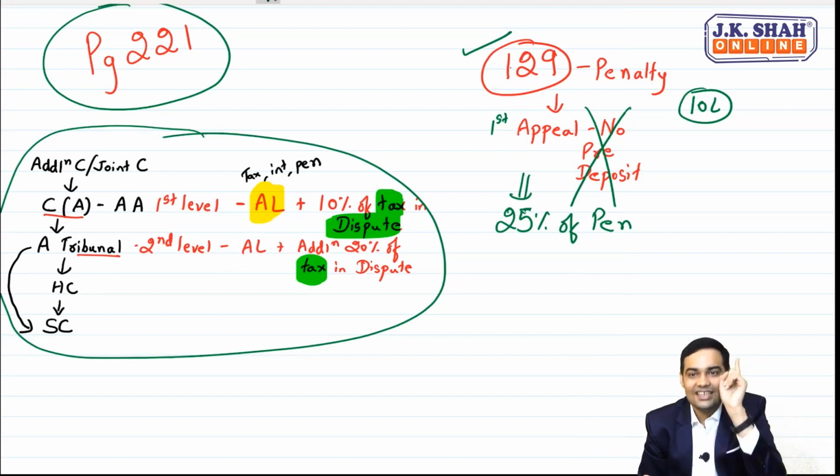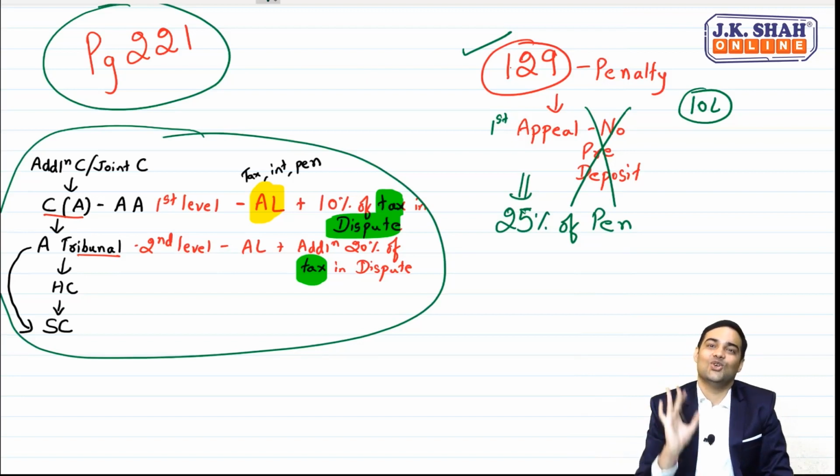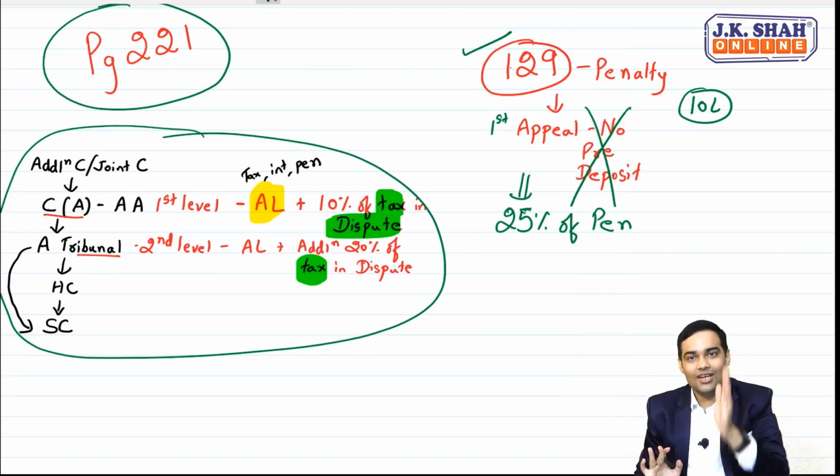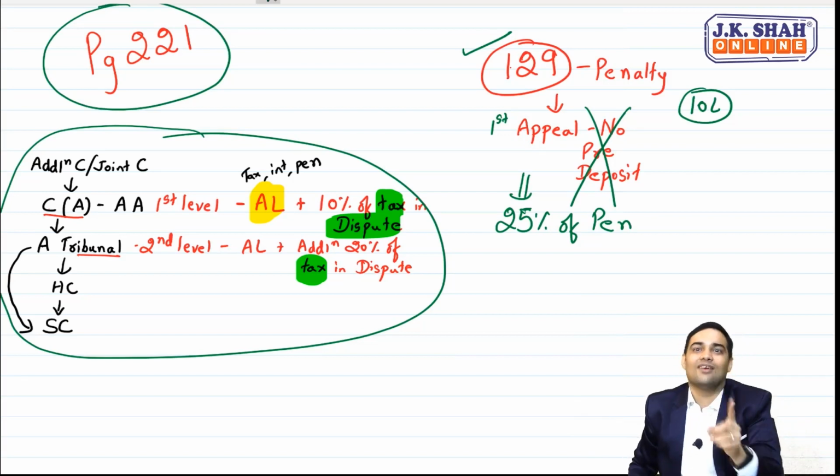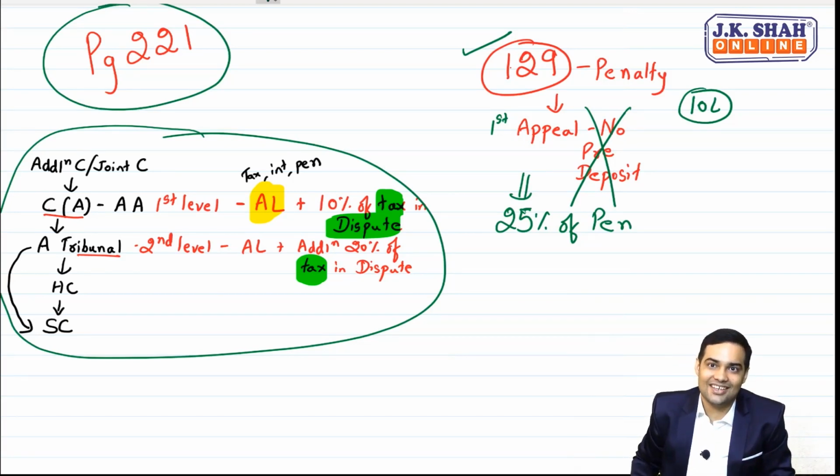What has changed is, in a 129 penalty case, when you are filing an appeal, in the earlier law, if it was as it is, pre-deposit would not be required. But now, government has set 25% of the penalty. Let's see it.